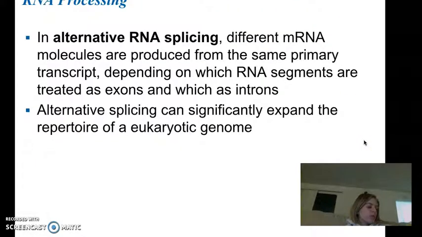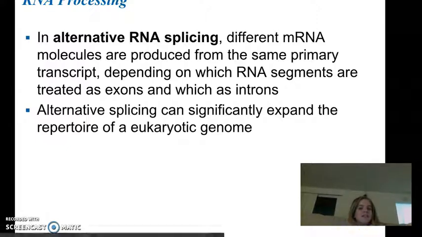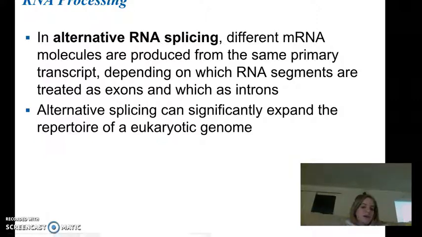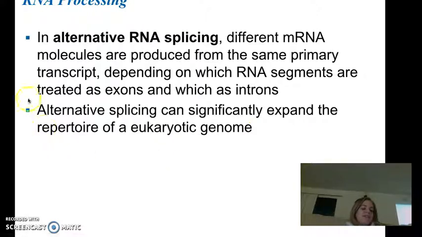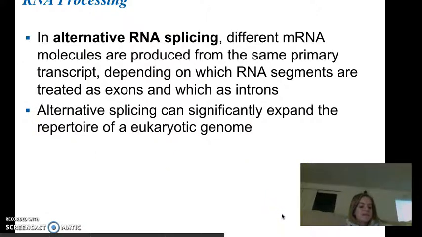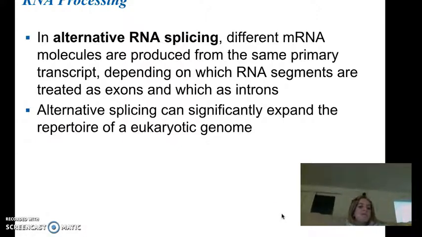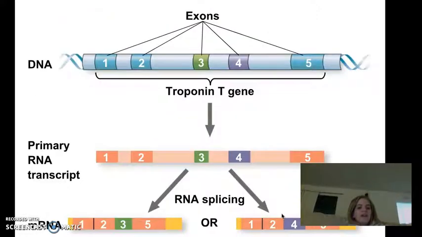So one thing that can happen is that alternative RNA splicing can occur, and this is when we can get different mRNAs produced from the same pre-mRNA, just depending on what RNA segments we decide to cut out. So which ones we count as exons versus which are introns. And scientists have noticed this has allowed us to have such a large genome even though we don't necessarily produce a whole bunch of different types of mRNA.